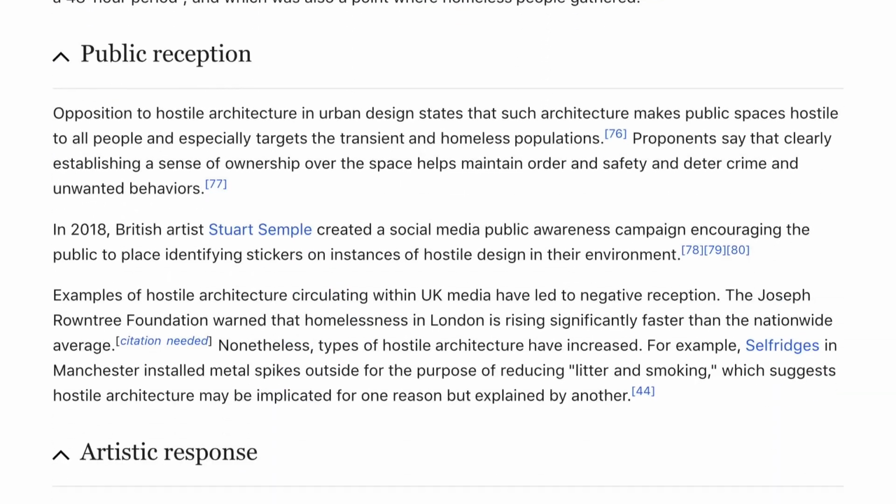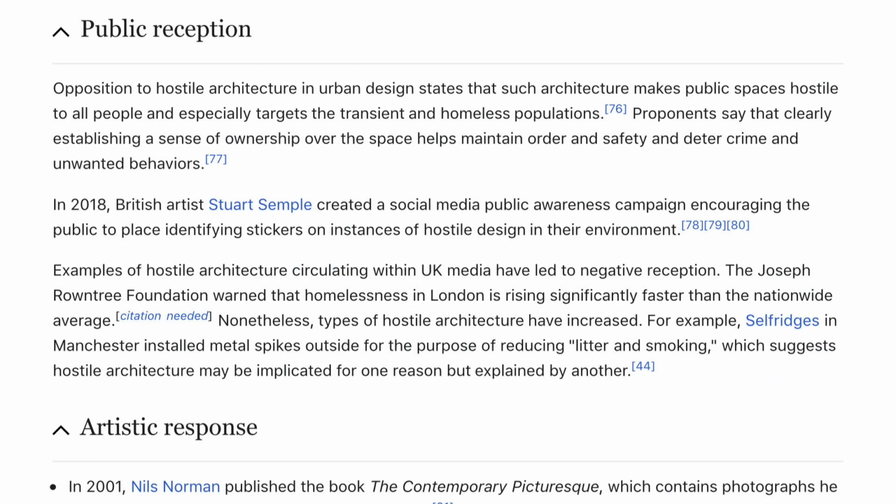Public reception. Opposition to hostile architecture in urban design states that such architecture makes public spaces hostile to all people and especially targets the transient and homeless populations. Proponents say that clearly establishing a sense of ownership over the space helps maintain order and safety and deter crime and unwanted behaviors.